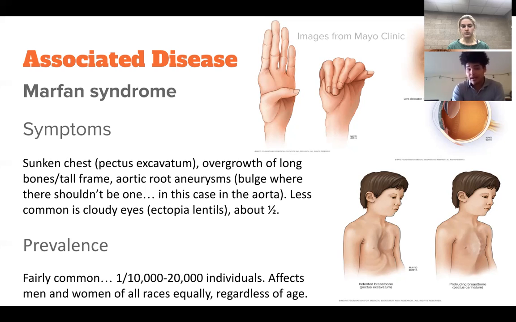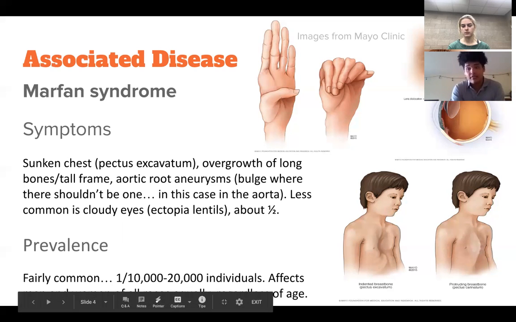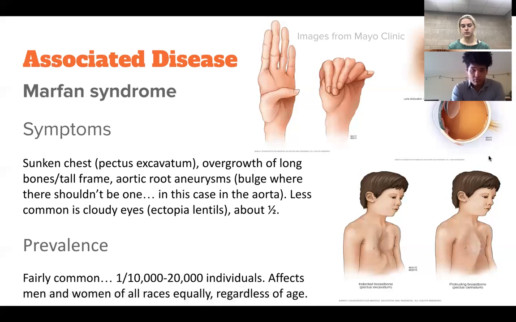And then less common is the cloudy eyes, ectopia lentis. Only about half of the people have this, but as you can see in the top right, in a little diagram of the eyeball, what happens is that the connective tissue, due to the mutation in the fibrillin, is not strong enough and will actually detach, which will make the lens dislocation occur, which is what you see in that image. And the prevalence is fairly common, about 1 in 10,000 to 20,000 individuals experience this. It affects men and women of all races equally, regardless of age.